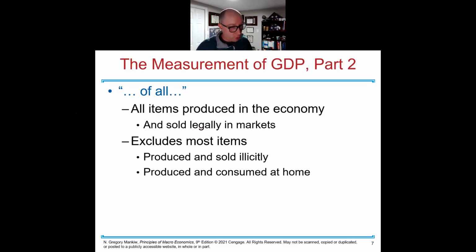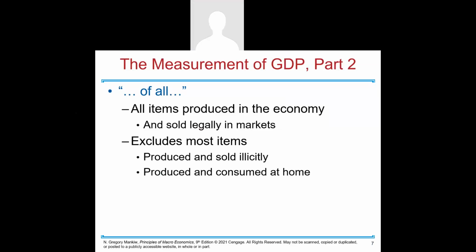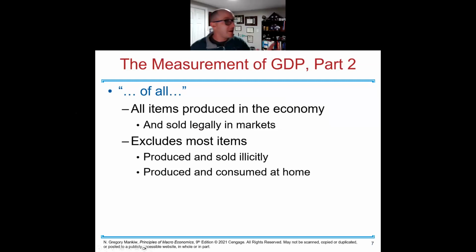But some people have a home garden, right? They grow their own fruits and vegetables. I can't measure that. I can't measure when somebody grows their own fruits and vegetables at home. I know it's not nice. But I can't include that in gross domestic product. There's no way to measure that.